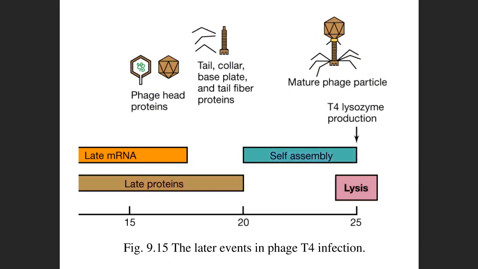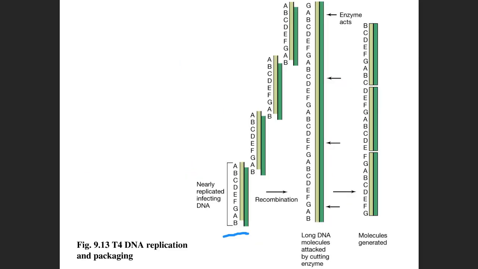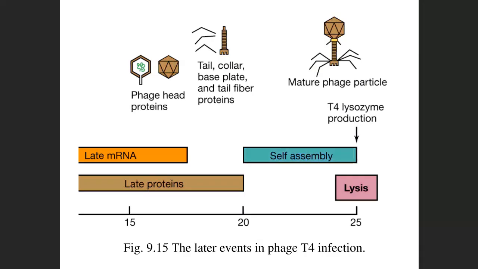So for example, the head gets made first, and then they will make the tail protein. And then the last thing they will make is the tail fiber. Okay. At this stage, when you have the phage head, the phage DNA, remember it's in uniform pieces, right? And then the phage DNA gets packed into the phage head. Okay.